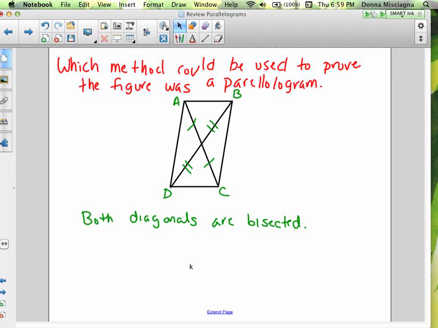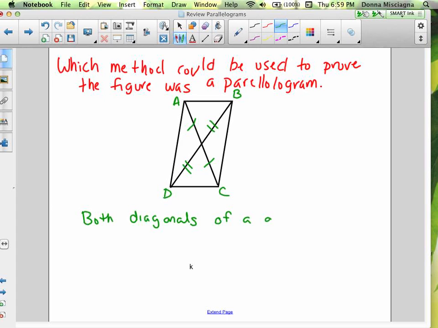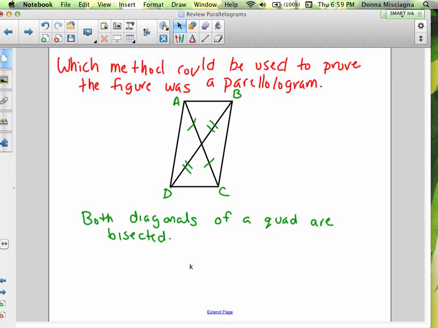Alright, so if you have a quadrilateral, maybe I should put up a quadrilateral. Although if there's only 2 diagonals, it has to be a quadrilateral. But both diagonals of a quad are bisected. So that proves that this is a parallelogram. That's a method. So there's all 6.